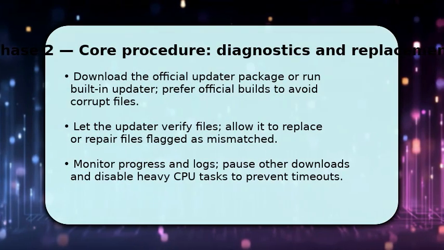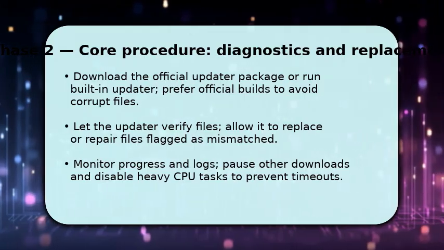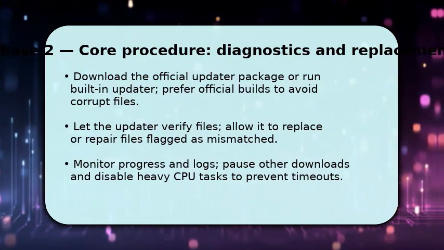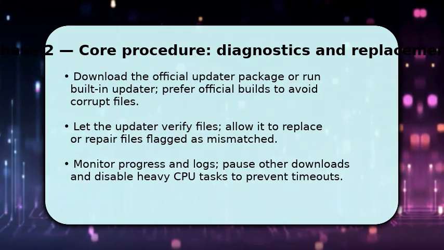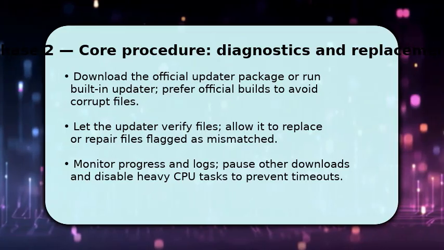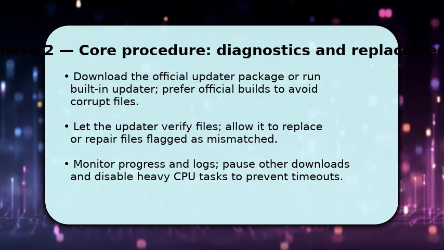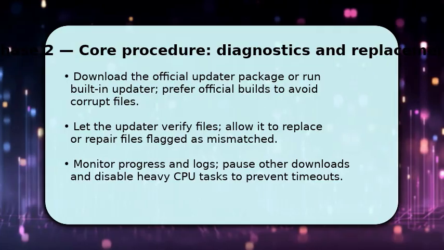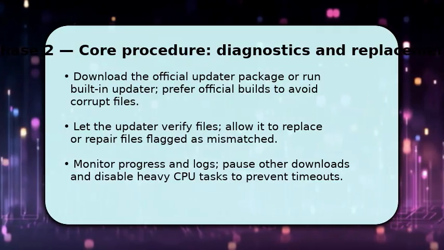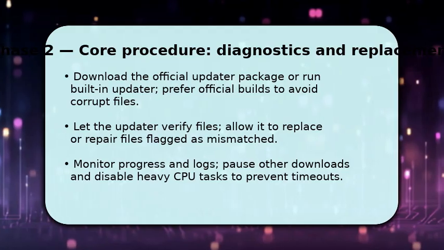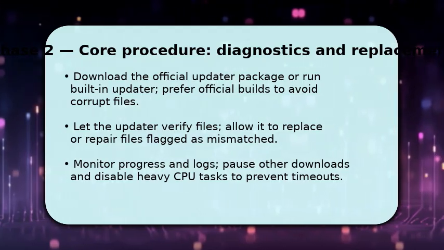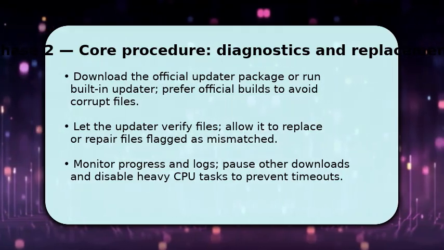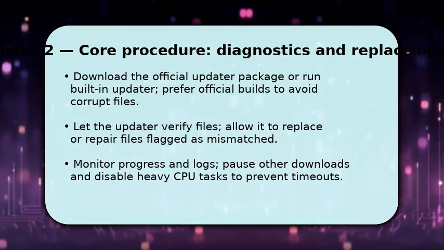You now execute the core update. Launch the official updater or the in-app updater, and let it download required files. Don't interrupt it. As it runs, the updater will verify existing files and replace any mismatched items. This verification prevents later crashes. Make sure to pause other large downloads and stop heavy CPU tasks on your PC to reduce timeout risks. If prompts appear about overriding custom content, choose Replace only for core game files and keep your saved mods backup.